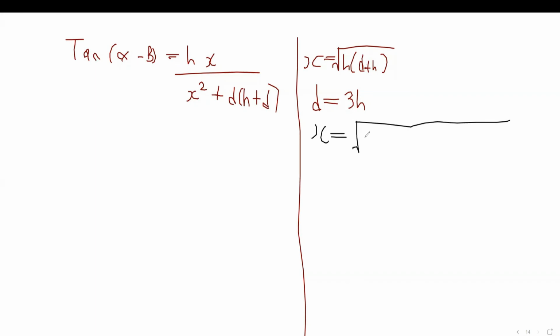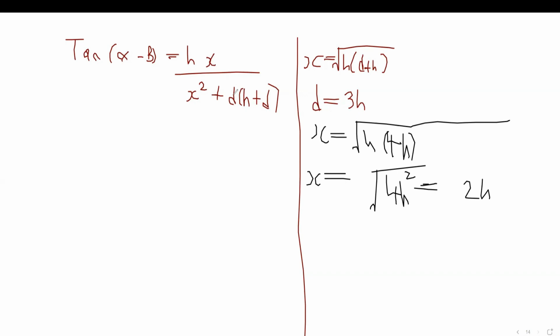Plug in the d as 3h, so we're going to have h times 3h plus h is 4h. All right, and then so we have 4h times h is 4h squared. And so we're square rooting 4h squared. And so square root of 4h squared, we get 2h. All right, so when we get this, x is 2h, so we have x in terms of h now.